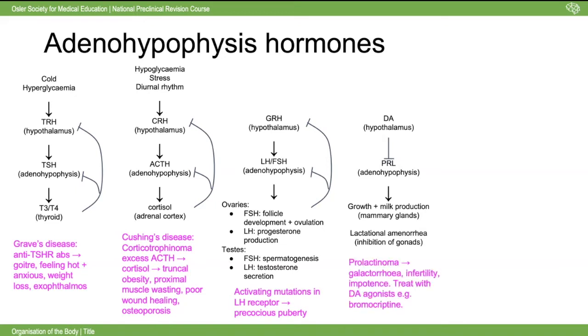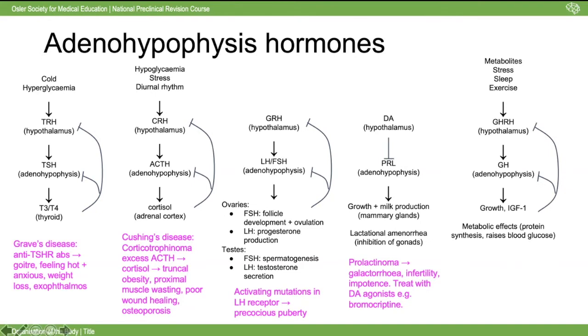And if you have a prolactinoma, which is a pituitary tumor that's secreting excess prolactin, that can lead to galactorrhea, which means release of breast milk independent of pregnancy and giving birth. And you can also have infertility and impotence because you're inhibiting the gonads. And you can treat it with dopamine agonists like bromocriptine.